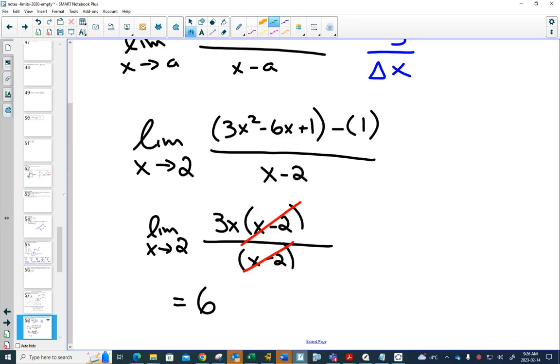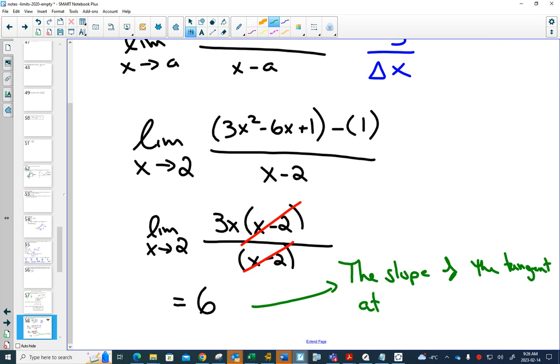This 6 means the slope of the tangent at the point (2, 1) is 6. That is what this means. We took the secant formula of rise over run, we made it a limit so it got close to the tangent, and we found out that if we did it exactly on the tangent, its slope would be perfectly 6.